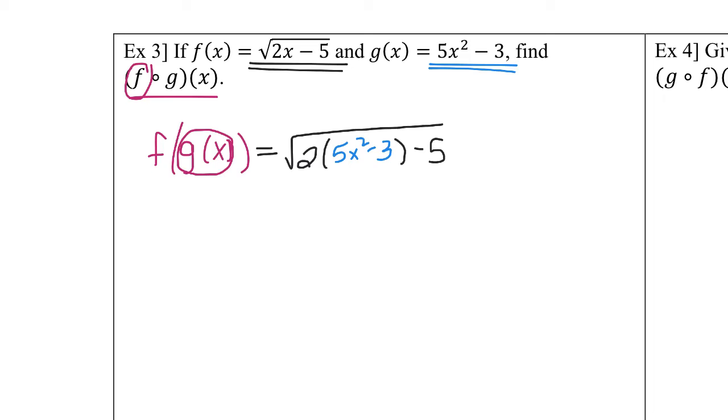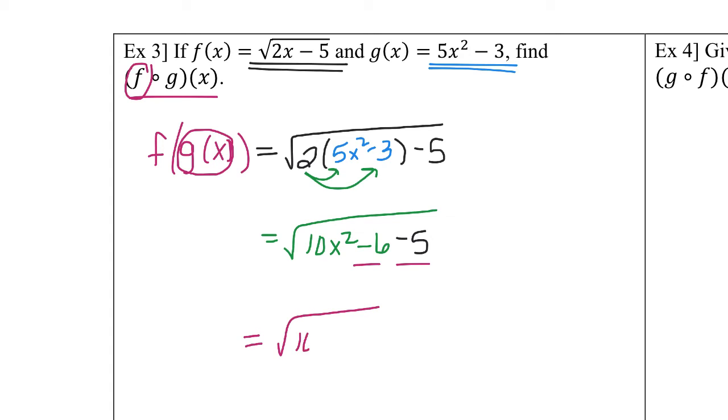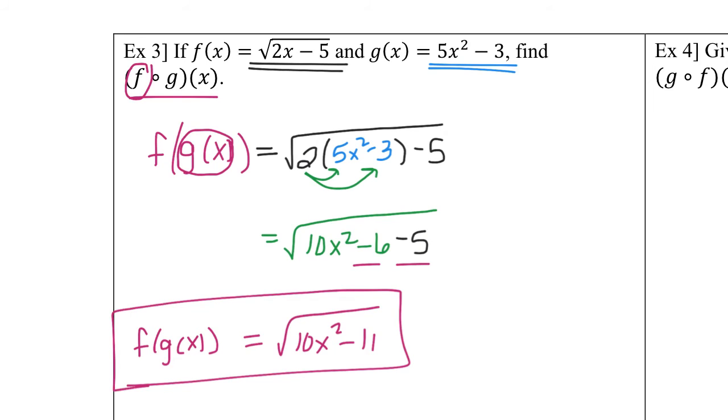Now we're going to simplify this as best we can, so that means distribute the 2. So 2 times 5x squared makes 10x squared. 2 times negative 3 makes negative 6. And we have minus 5. Combine like terms. Square root of 10x squared minus 11. And that's as simplified as we can get, so that is our result for our composed function, f of g of x.